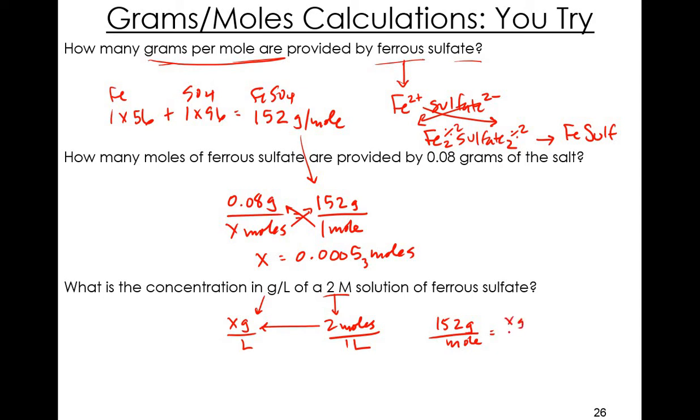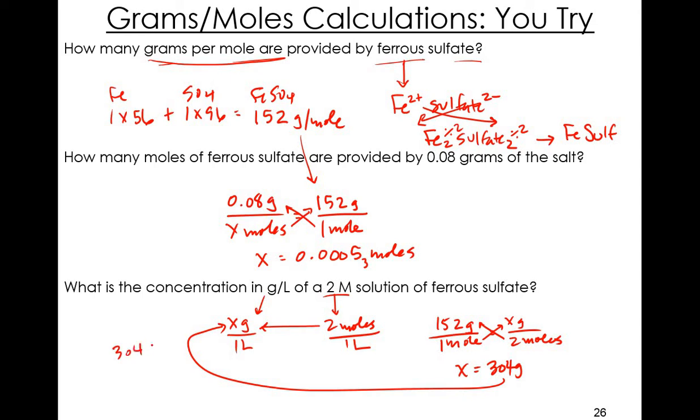So how many grams is 2 moles? That's a 1 right there. So X is 2 times 152. That's 304 grams is 2 moles. So we can put that up here. And that's 1 liter is already 1 liter. And so we have 304 grams per liter. Whoops. Grams per liter.